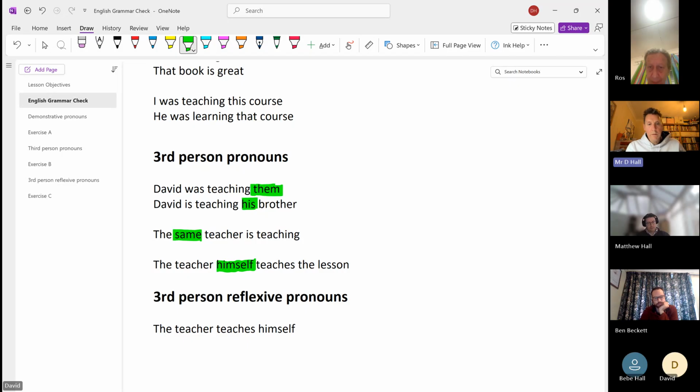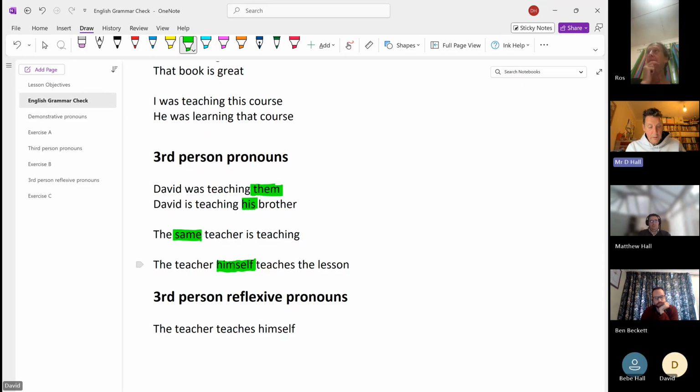Okay. Now, there is a difference between this and a third person reflexive pronoun. We use the same word in English. So the teacher teaches himself, which is slightly different to the construction. The teacher himself teaches the lesson because he's teaching himself in the reflexive pronoun. We'll come back to that in a moment, though. And it's just something we have to be aware of in our English language. We use the same word in Greek; they have different words. Okay.